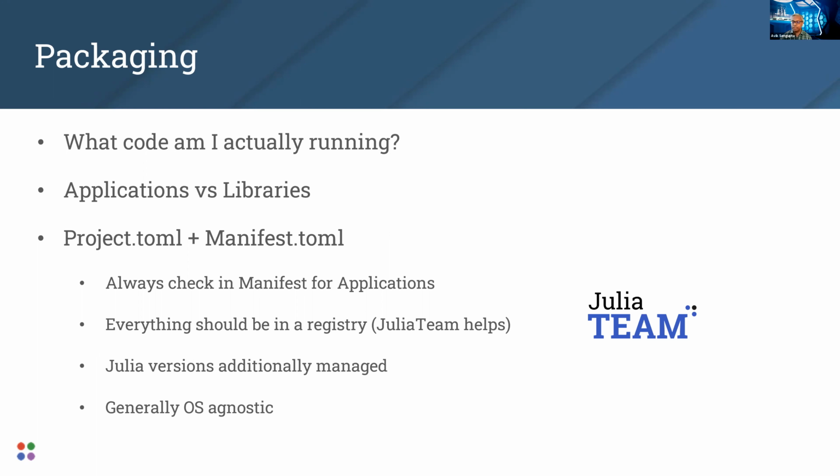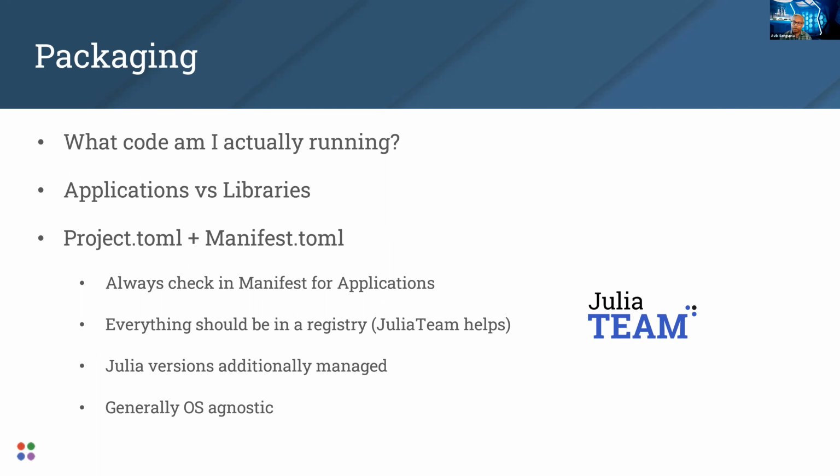And so typically we would recommend that for a package, for a library, you only check in the project.toml, because when your end user uses your library, then they instantiate the environment based on what they have installed, the other libraries that they have installed, the other packages that they are installing, right? But for an application, the thing that you're deploying, you should check in your manifest.toml.